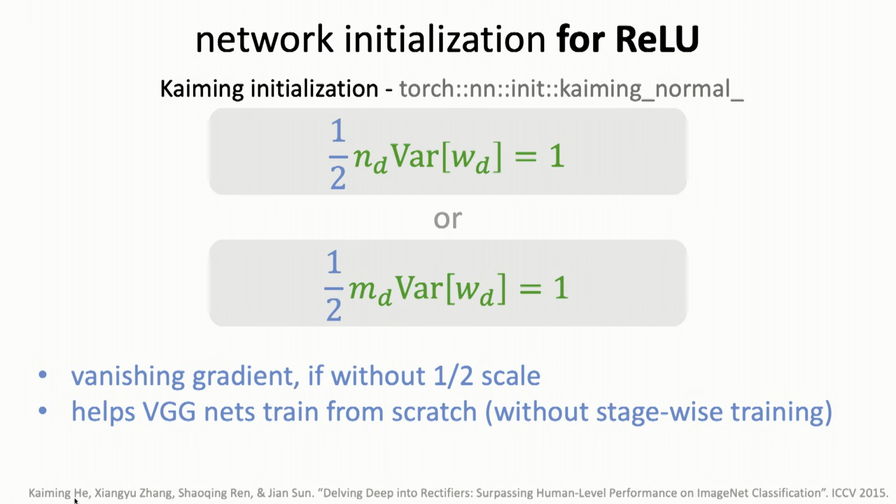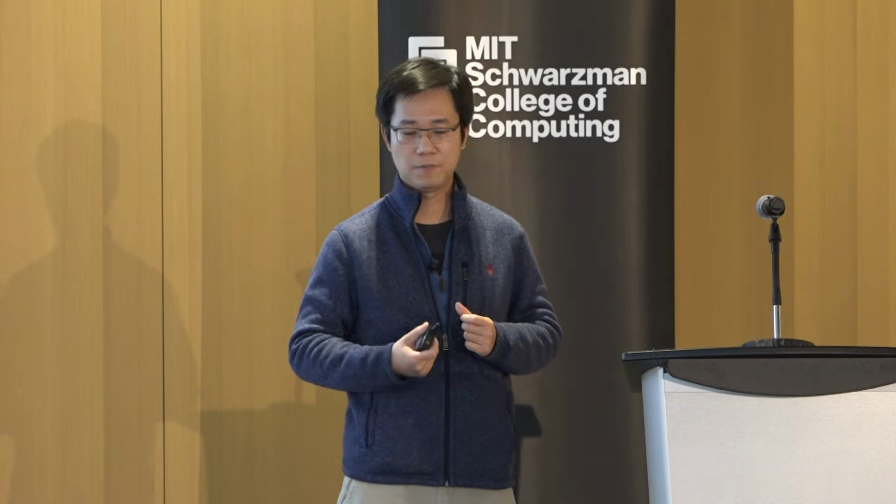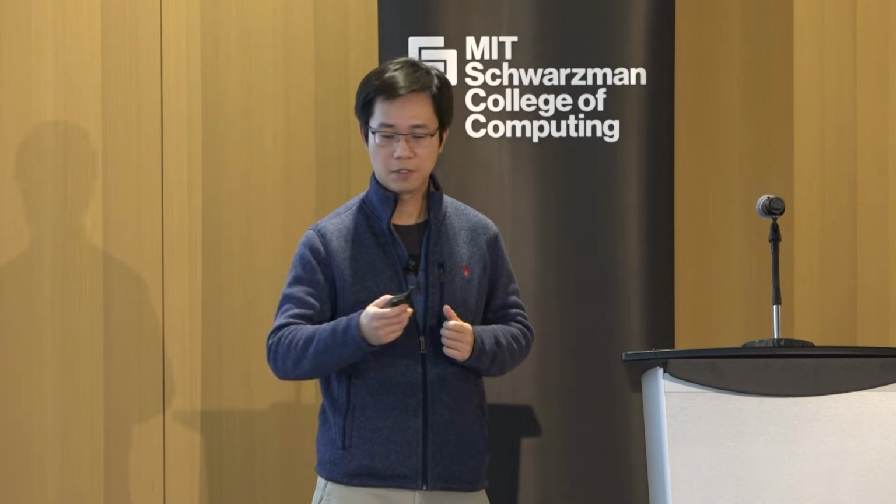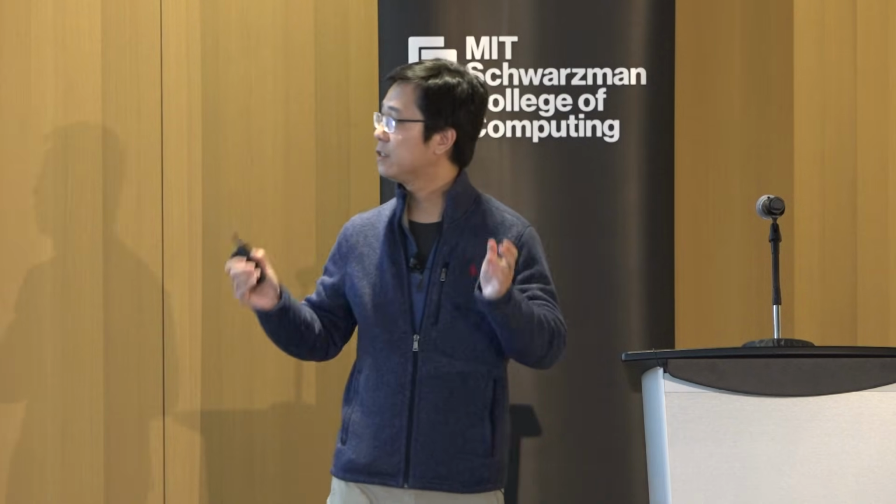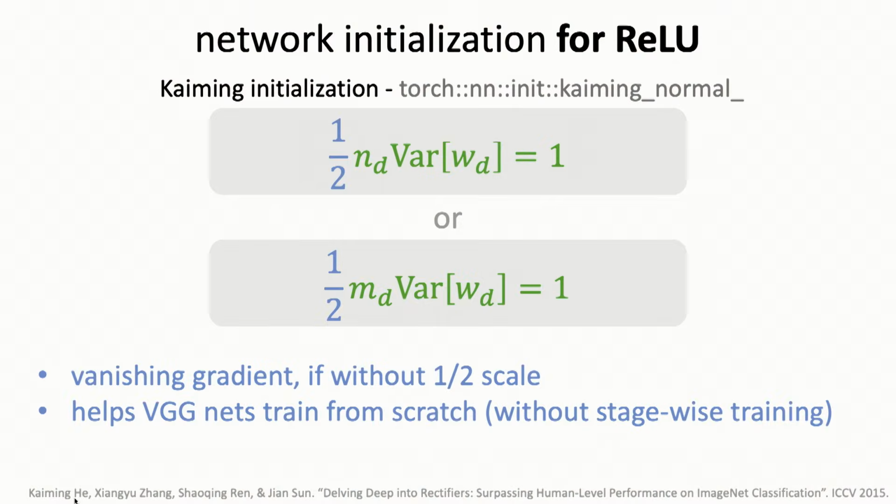And even though this seems to be a very small change compared with the previous version, it turns out to be very important. That is because if you introduce some trouble for every single layer, then after many layers, if you don't do things right, you are going to experience the vanishing gradient problem in this case. And these initialization methods can help us to train the VGG network from scratch without the requirement of stage-wise training. And this is about how we can appropriately initialize the network architectures.